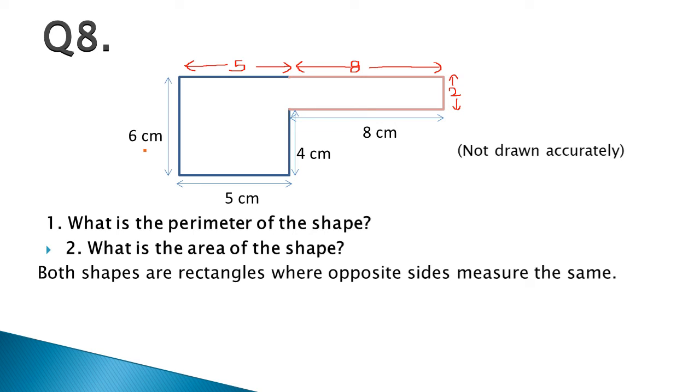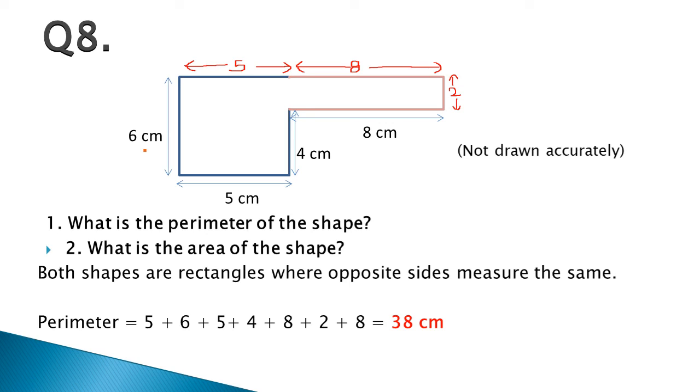So that means the length of one side of the pink rectangle would be 2. So using this one, let's find out the perimeter. To find perimeter, just add the length of all the sides together. So in this one, when we are adding all the sides together, we add 5 plus 6 plus 5 plus 4 plus 8 plus 2 plus 8. So the perimeter is 38 centimeters.